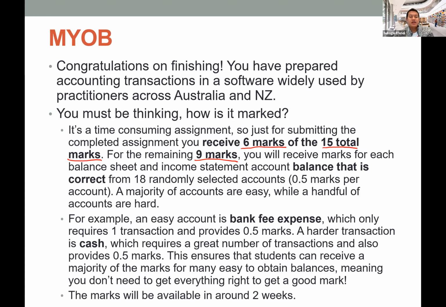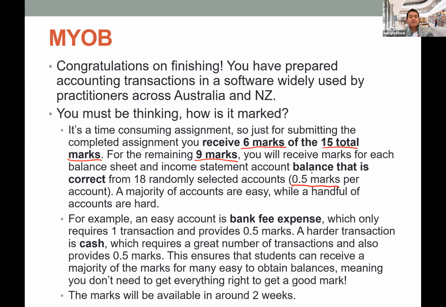I will check 18 accounts randomly in the balance sheet and profit and loss statement. Each correct account gets half a mark. So if you get all correct, you get 9 marks. So 6 plus 9, you will get 15 marks in total.